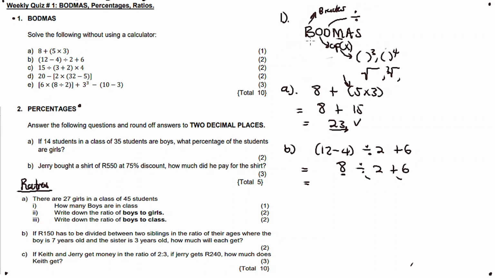Going back to BODMAS, we started off by solving the bracket. We don't have an off, so we jump. We don't have a division sign, but we do have a multiplication sign. You start off by doing the multiplication before the addition, so you divide first before you add. You start with the brackets, you get the 8. After getting the 8, you don't solve this part, you pay attention to the other operations in the expression. So we start with the division. 8 divided by 2 is 4, plus 6, that's equal to 10 as our final answer.